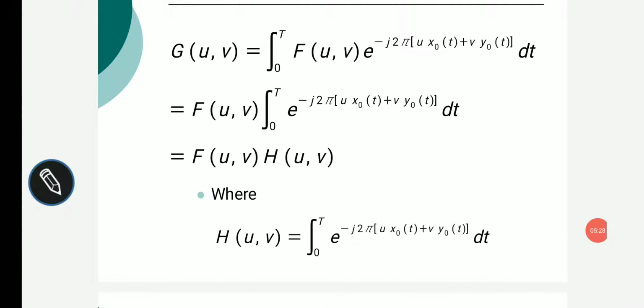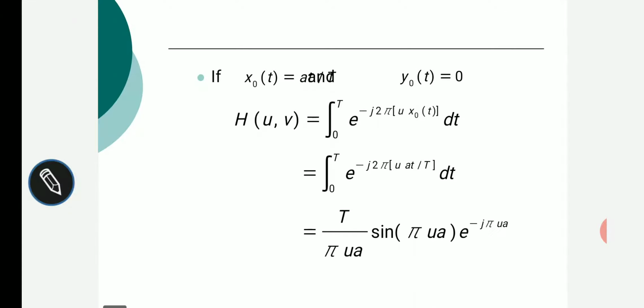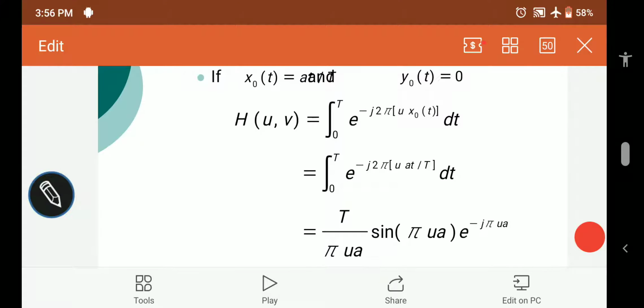If the motion variables x naught of t and y naught of t are known, the transfer function h of u comma v can be obtained directly. Suppose that the image has undergone uniform linear motion in the x direction only, at a rate of x naught of t equal to at by T. When t is equal to capital T, the image has been displaced by a total displacement of A, and y naught of t is equal to 0.